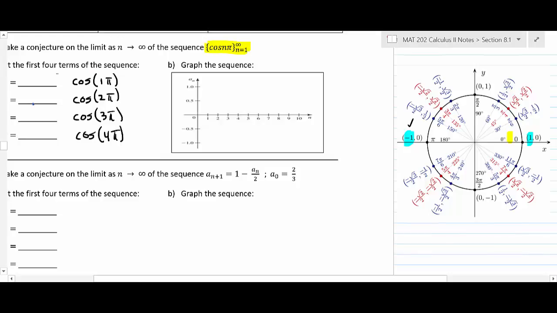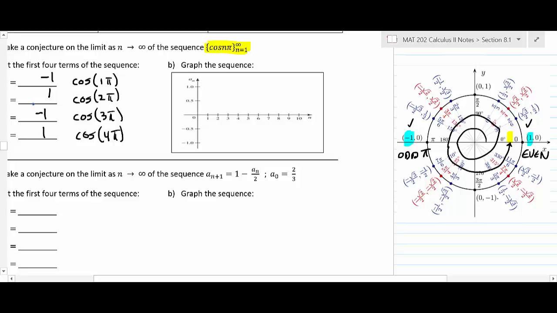So that's going to be -1. Cosine of 2 pi is 1. When you go to 3 pi, just count it out: pi, 2 pi, 3 pi, so it goes like that. That's back to -1. And then 4 pi is all the way around the circle twice, so it's 1. Okay? So if you have an odd pi, you're going to be at -1. If you have an even pi, you're going to have a value of 1.